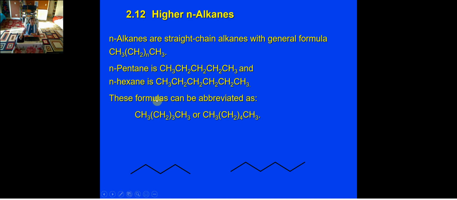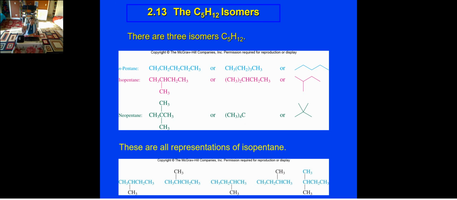So again, your formula can be written in different ways. For pentane, you can write CH3(CH2)3CH3. For hexane, you have 4 CH2 units in this molecule. You write the condensed or abbreviated structure as CH3, CH2 four times, and then CH3. That's essentially how you express your alkane with a larger number n.